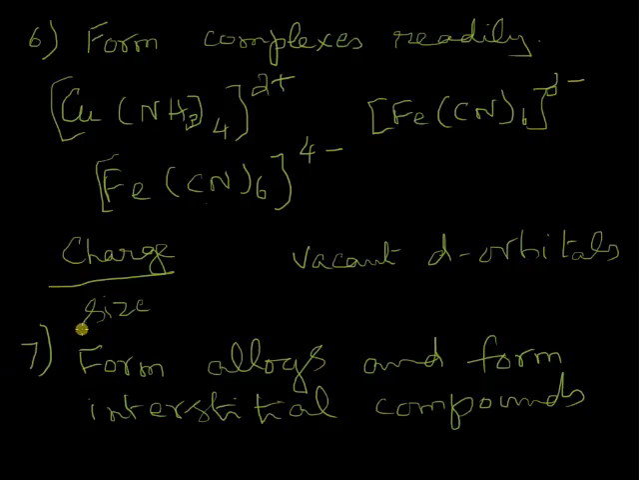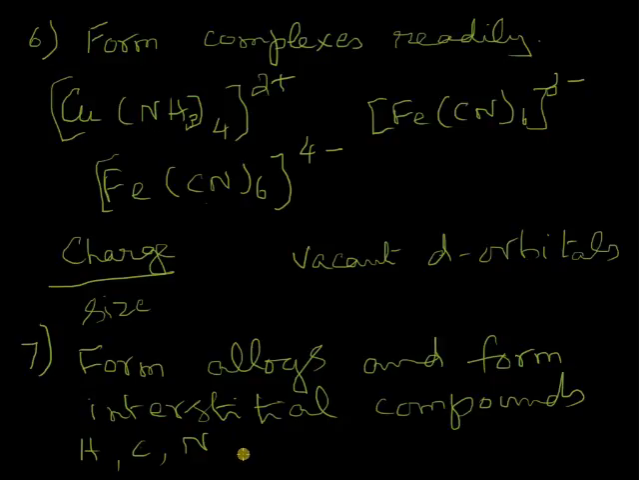Interstitial compounds are those in which small atoms like hydrogen, carbon, nitrogen are trapped in the interstices of the metals, in the lattice of the metal. These atoms are trapped in the lattice of metals like iron. When carbon is trapped in the metal lattice of iron, we have steel. The presence of these atoms in the interstices actually reduces the malleability and ductility of the metal, but increases the tensile strength of the metal.